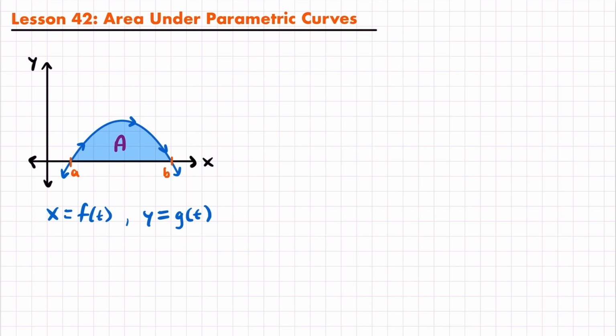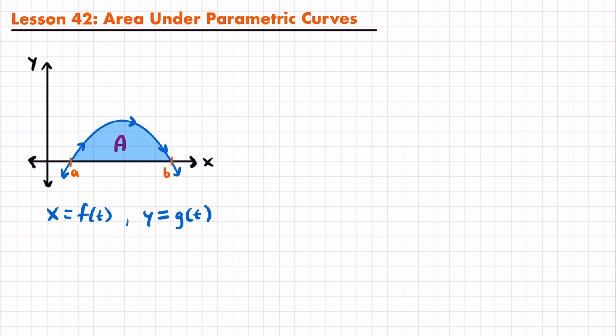Right? For example, take a look at this curve right here. This curve is a plane curve, or parametric curve, that is represented by these two parametric equations, x equals f of t and y equals g of t. Both x and y are defined in terms of a parameter, t. And so if we wanted to calculate the area beneath this curve, how would we go about calculating that area?